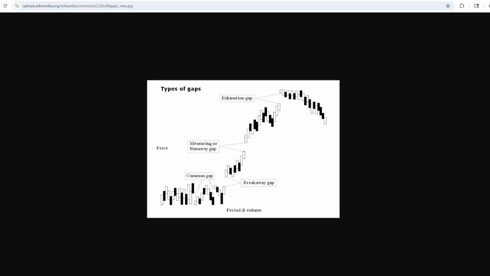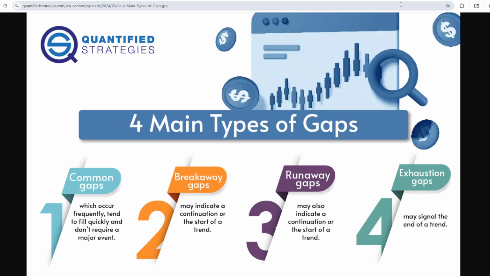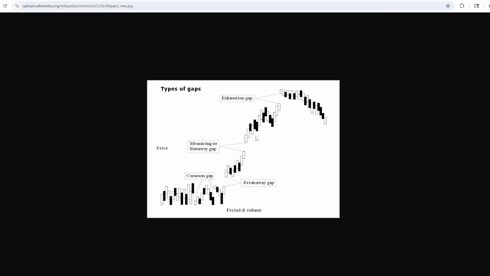So here are some main types of gaps. We've talked about them in other videos. We're doing the measuring or the runaway gap. It's a concept in classical charting.